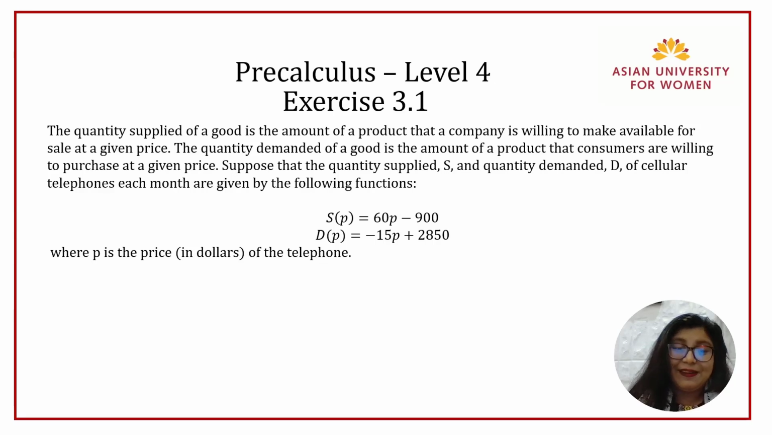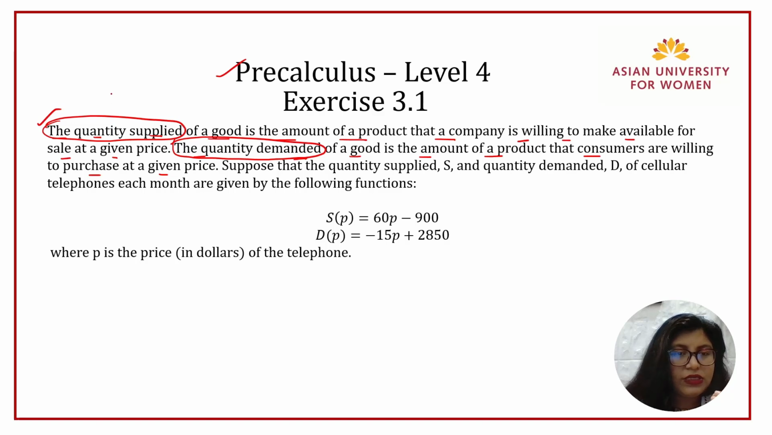So let's jump in. So here it is written in this example, focus. The quantity supplied of a good is the amount of a product that a company is willing to make available for a sale at a given price. The quantity demanded of a good is the amount of a product that consumers are willing to purchase at a given price. Basically, they're teaching you the meaning of quantity demanded and quantity supplied.